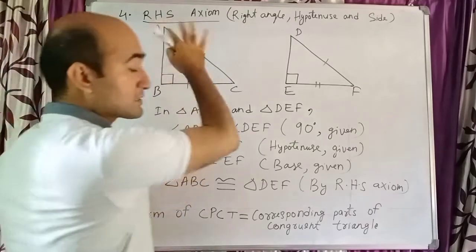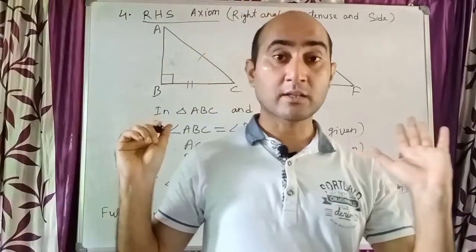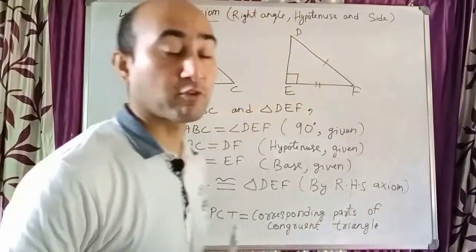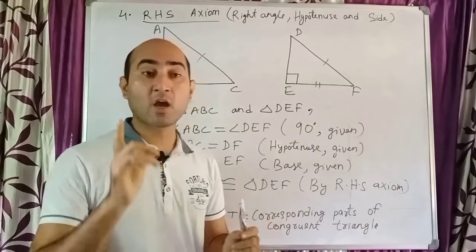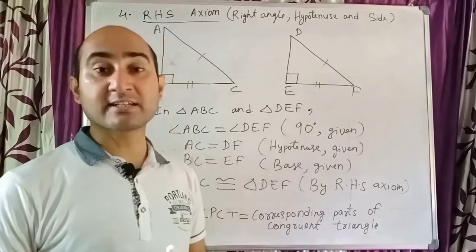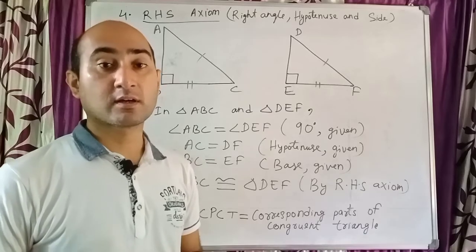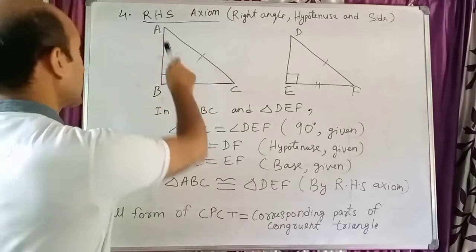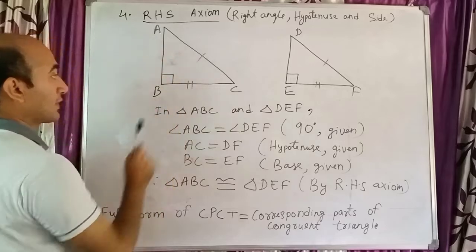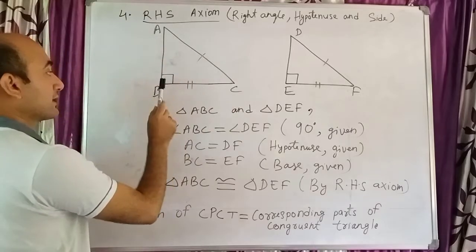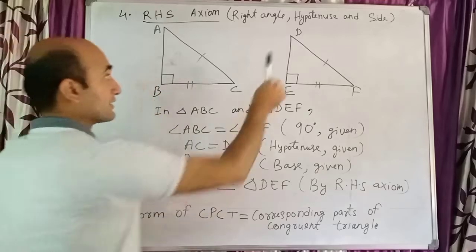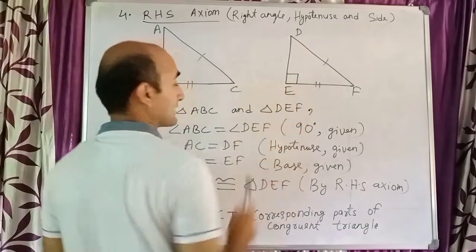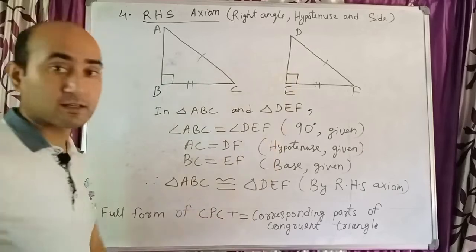Actually, this particular condition is only applicable for right angled triangles. A right angled triangle means a triangle having one of its angles as 90 degrees. So you can see this is a right angled triangle where 90 degrees is at this point B, the base here, the straight standing portion. Here the 90 degrees is at this E. So both are right angled triangles.